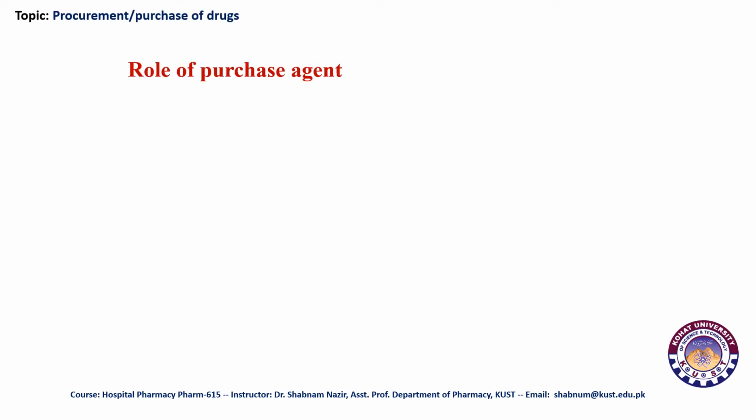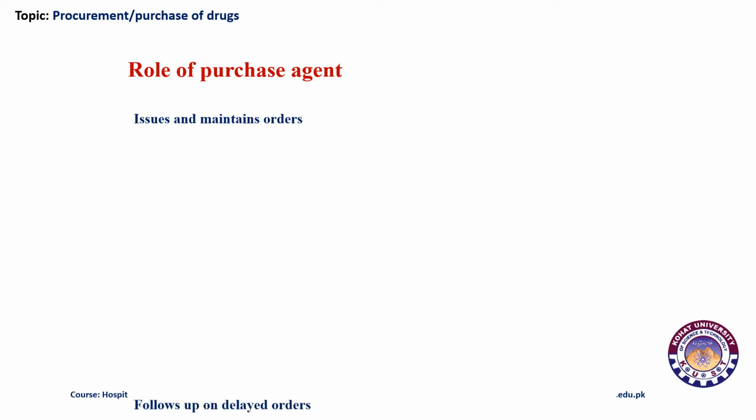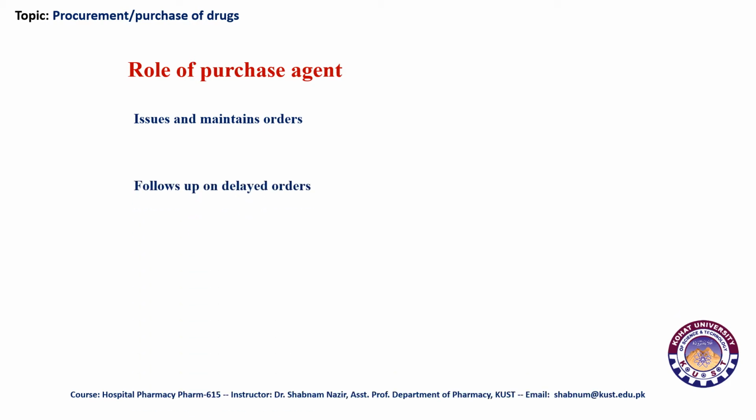Okay, role of the purchasing agent. What could be the possible role of the purchasing agent? The purchase agent issues and maintains purchase orders, and then follows up on delayed orders. Once the order gets issued, the distributor or the manufacturing company, or whoever they have the contract with to get the supply from, the purchase agent is in constant contact with them to make sure that the hospital or hospital pharmacy is getting the supply in time.